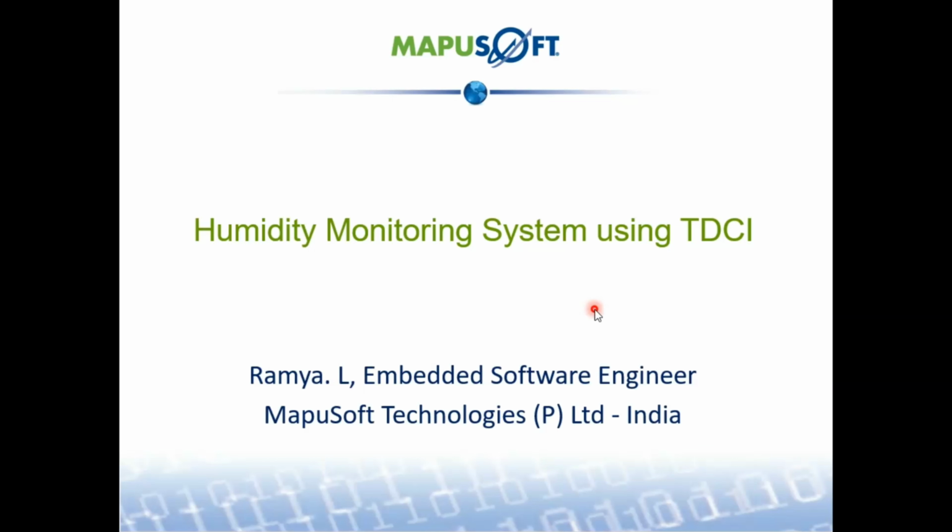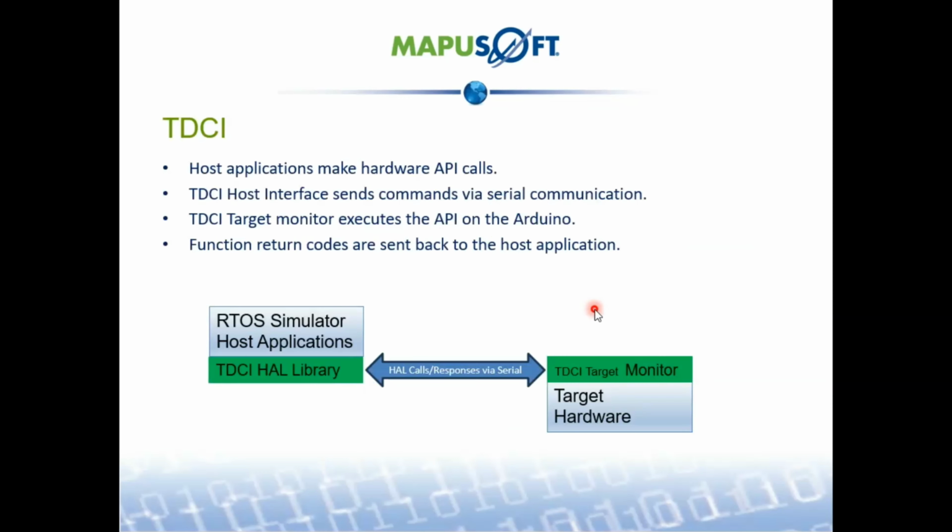Welcome to this video demo of a humidity monitoring system for hospital storage using a Cortex microcontroller, a humidity sensor, and TDCA. This system is designed to monitor humidity levels in hospital storage areas in real time, ensuring that medical supplies are kept under safe environmental conditions. In this video, we will explore the system's working principles, core components, and how TDCA facilitates real-time monitoring and remote adjustments. So let's see what TDCA is first.